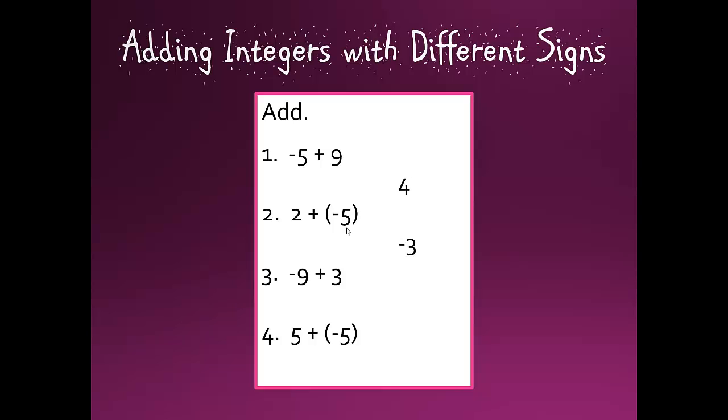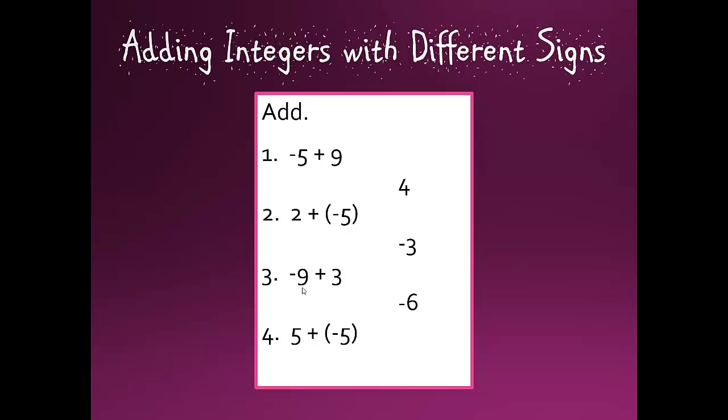For number 3, we have negative 9 plus 3. The absolute value of negative 9 is 9, and the absolute value of 3 is 3. Since we have different signs, we're going to subtract. 9 minus 3 is 6. The absolute value of negative 9 is larger. Since it's negative in our problem, our answer is also going to be negative. So our answer is negative 6.